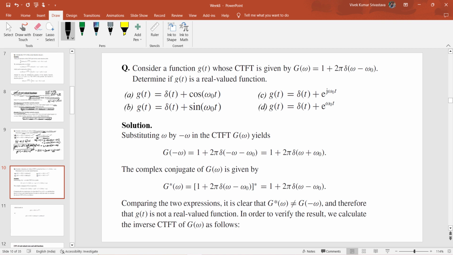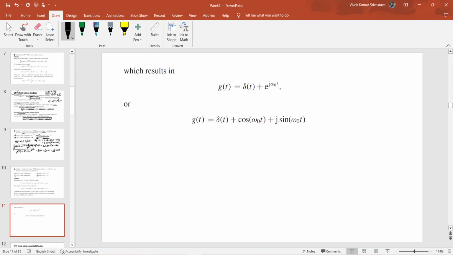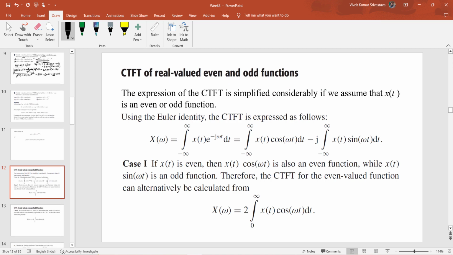Yeah, so moving ahead. So here is the solution, and now moving ahead, continuous time Fourier transform of even and odd functions. What happens if x of t is an even function or an odd function?